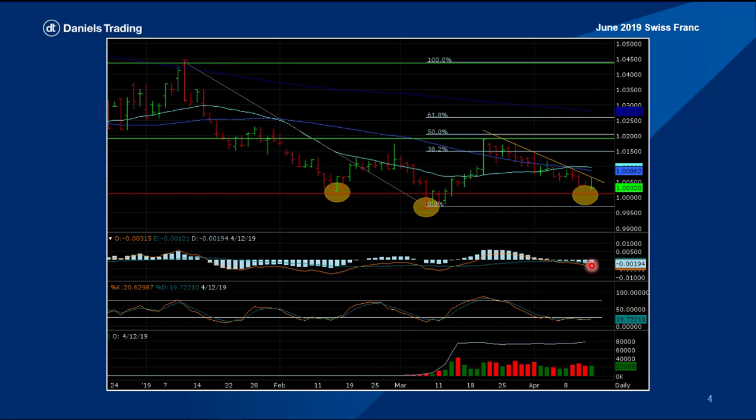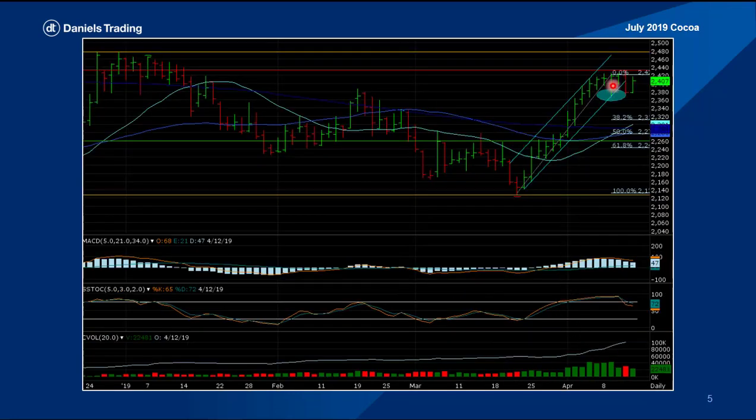Right now the MACD is a bit flat, and your stochastics is showing not much momentum, potentially oversold down here. So we'd like to see a hookup on both of these indicators before going long, and that could potentially happen on a break of this trend line.